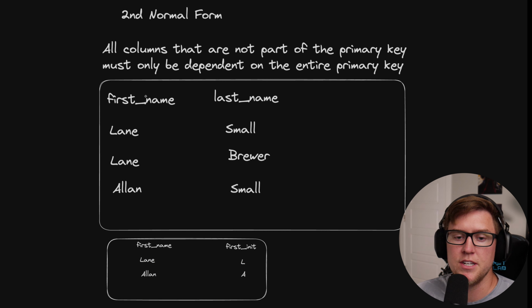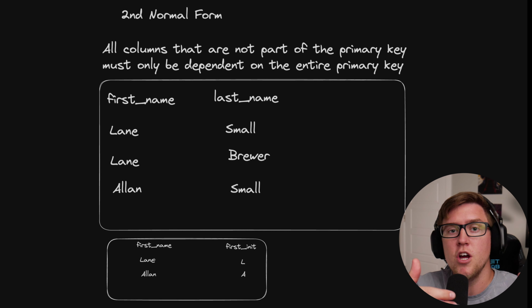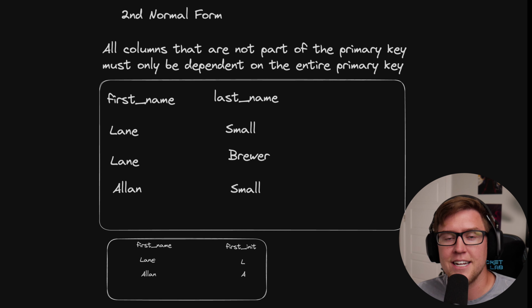And anytime we need a first initial, we can look up the first initial for a given name in a separate table. This reduces redundancy, right? We talked about how normalization reduces data duplication and data redundancy. We now have less data duplication.